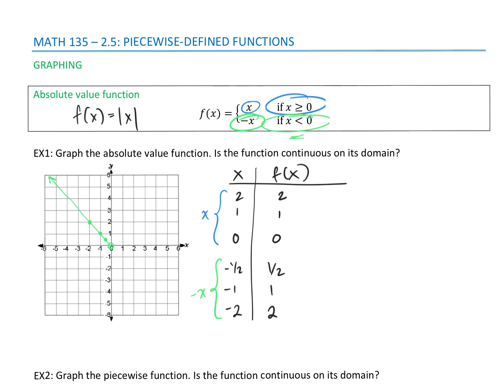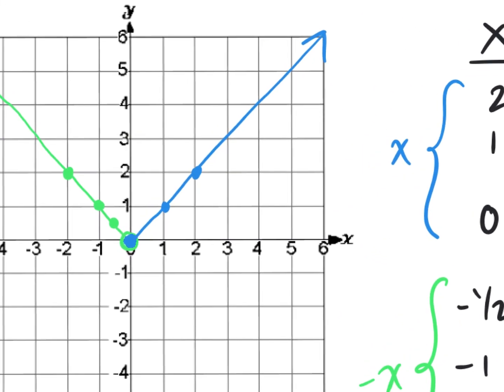Let's go ahead and graph the positive version. So at 0, 0 is the point, so that's where we'll fill that one in. 1, 1. And then 2, 2. And again, this one also continues on to positive infinity. And we have our absolute value function. I'll go ahead and label these points. That was 2, 2, 1, 1, 0, 0, -0.5, half, -1, 1, and -2, 2.